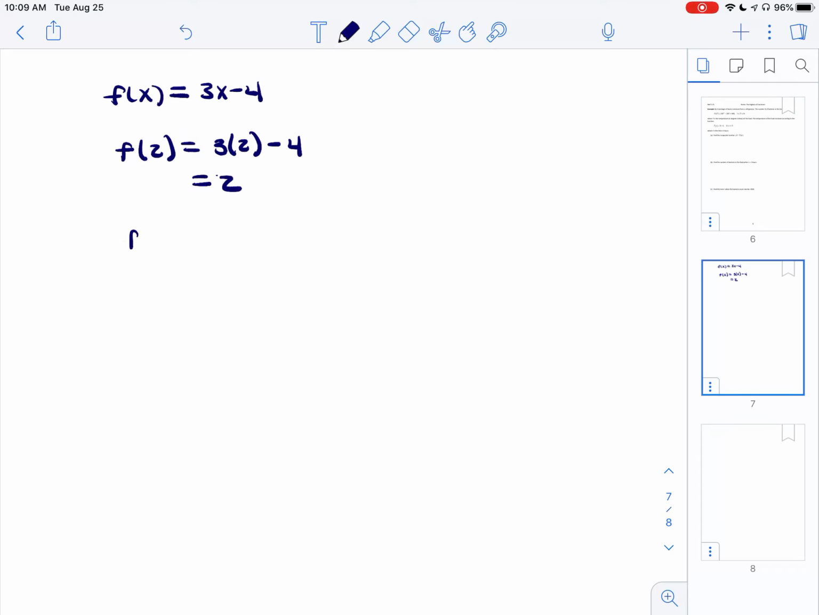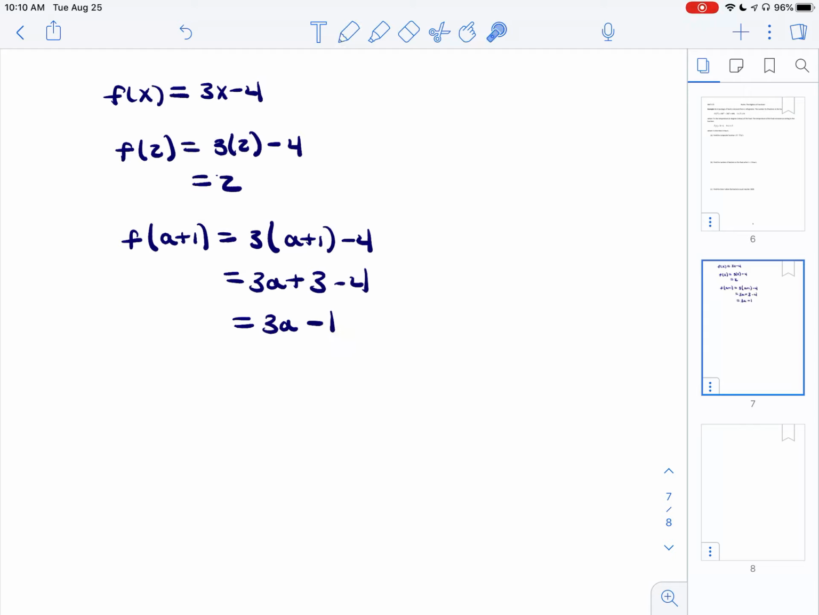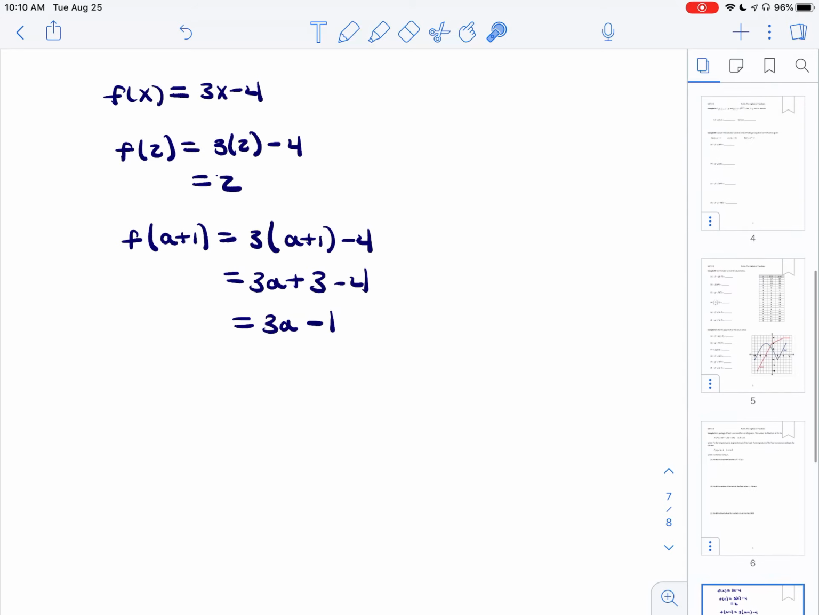Now, similarly, we can do the same thing with a variable. So I could say find f of the quantity a plus 1. We do the same thing. We take whatever's inside our parentheses and we plug it in for our x. So 3 times the quantity a plus 1 minus 4. Distribute our 3 in and simplify. So when we're looking at the compositions of functions, it's going to be similar to what we have right here, where we're going to be plugging one function, one expression into another.